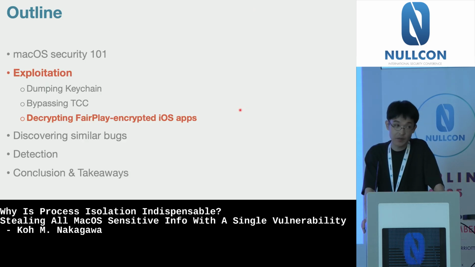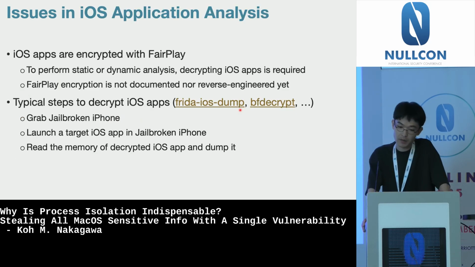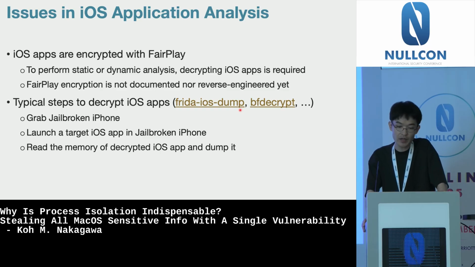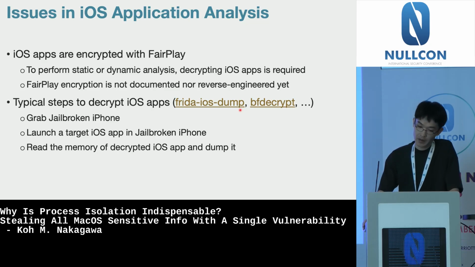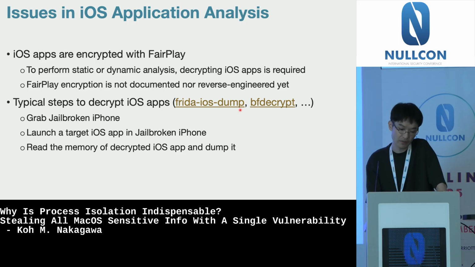Now, let's talk about using this vulnerability to decrypt iOS applications. Before diving into the method, let's briefly cover why analyzing iOS apps is tricky. iOS apps are encrypted with FairPlay, and to perform static or dynamic analysis, you first need to decrypt them. The FairPlay encryption method is neither documented nor fully reverse engineered. So the most common approach is to get a jailbroken iPhone, launch the target iOS application on it, and read the process memory. There are various tools to automate this, but they all depend on the jailbroken iPhone.